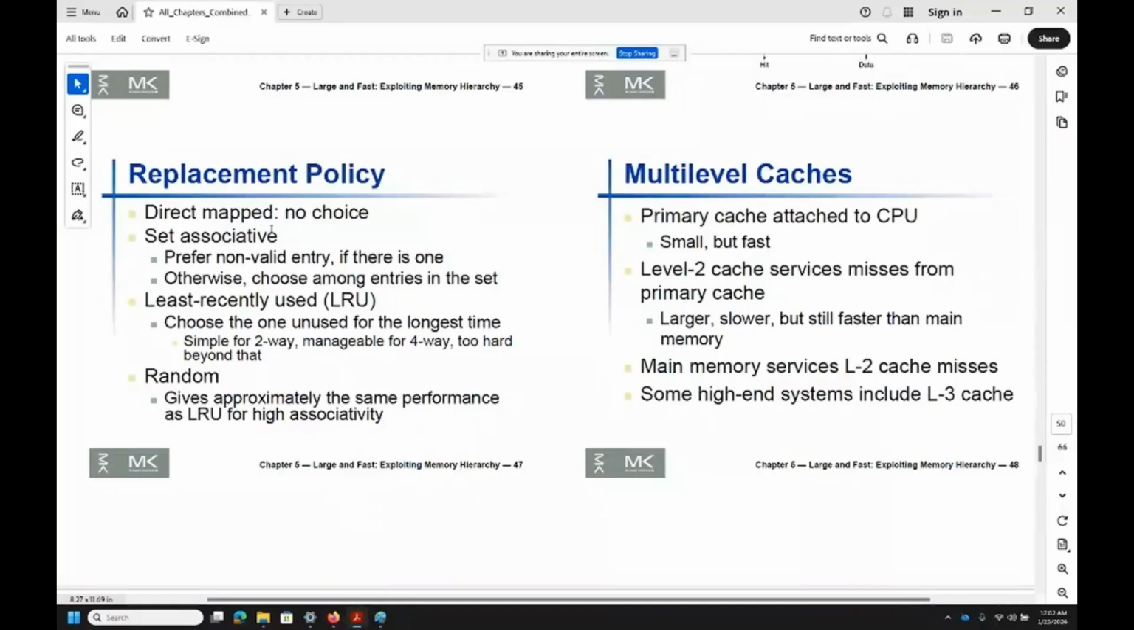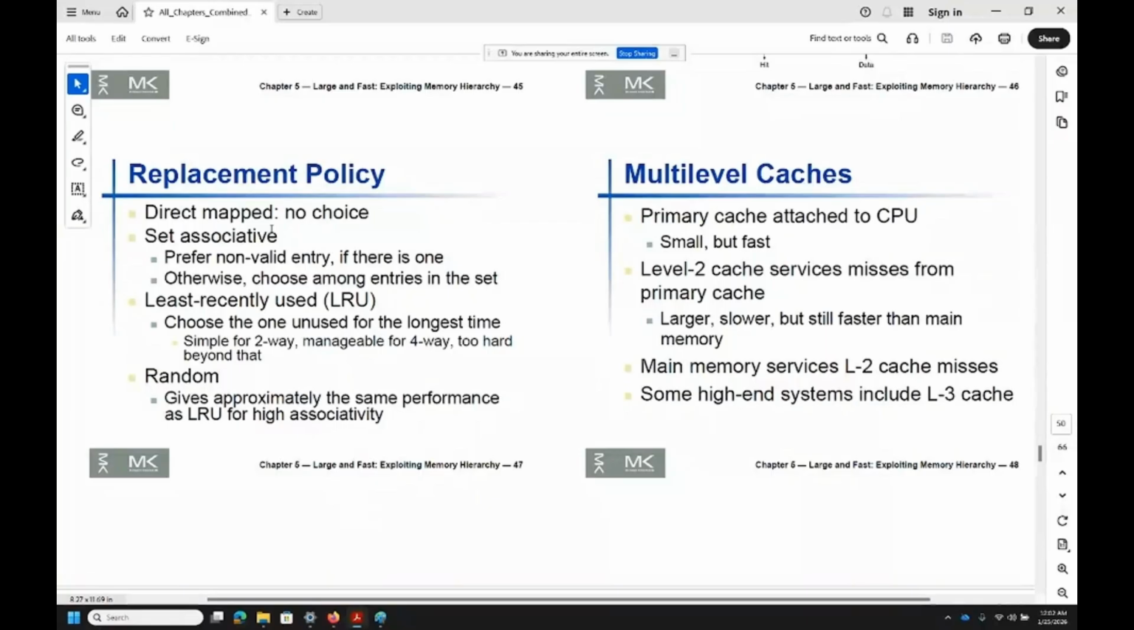So these days, processors have multi-level caches: a small primary cache attached to the CPU is the first one, level 1. Level 2 cache sits above level 1, and it is slower than level 1 but faster than the main memory. And then level 3 cache sits above level 2.